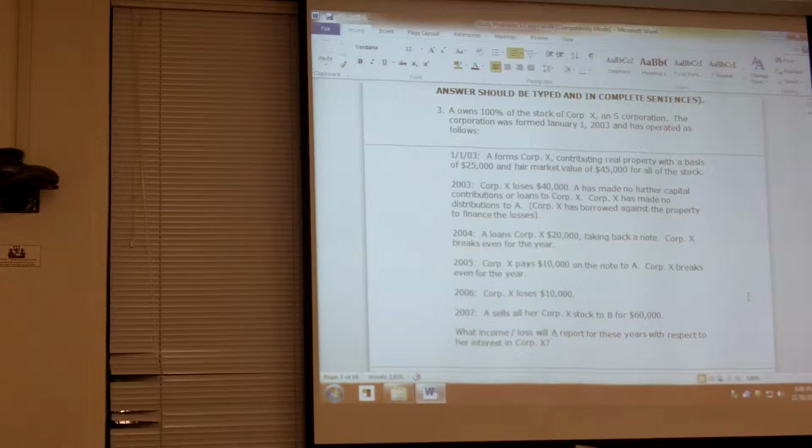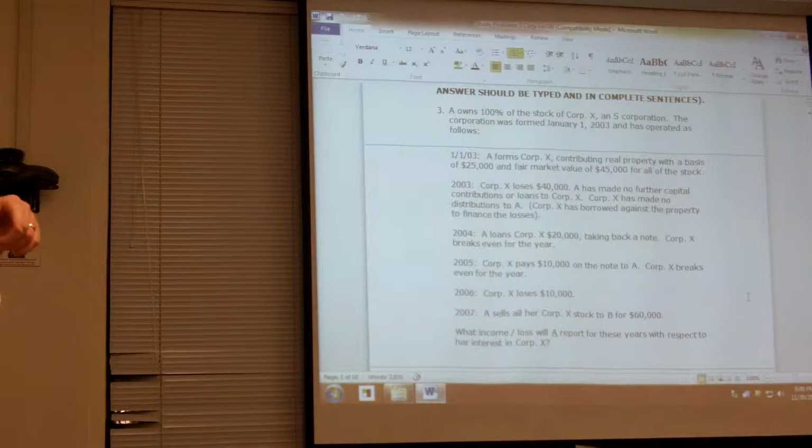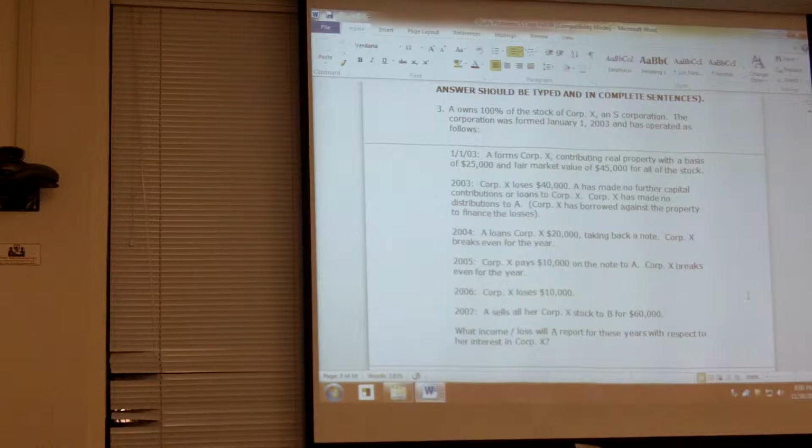So it is 357 or 361. No, not 357. It's either 358 or 361. One's inside, one's outside. But the S corporation will take the property with a basis of $25,000, and A will take the stock with a basis of $25,000. Same as the partnership rules.